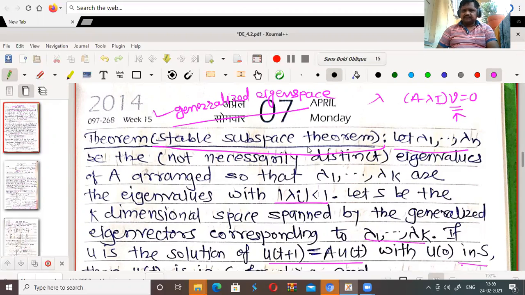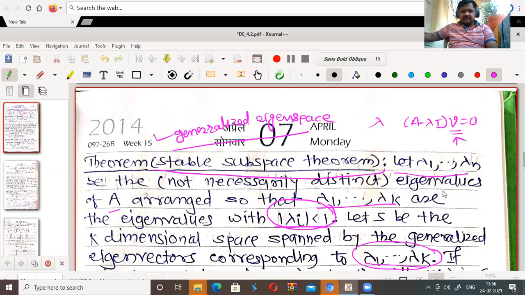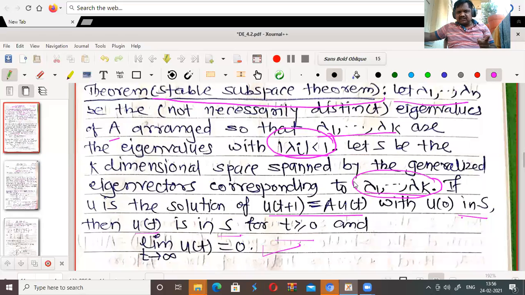Stable subspace theorem. Suppose lambda 1 up to lambda n, not necessarily distinct, are the eigenvalues of matrix A, arranged so that lambda 1 up to lambda k are the eigenvalues with modulus less than 1. Let S be the k-dimensional space spanned by the generalized eigenvectors corresponding to these eigenvalues lambda 1 up to lambda k, that is, having modulus less than 1.